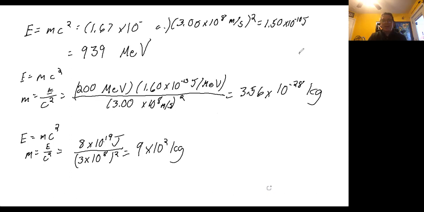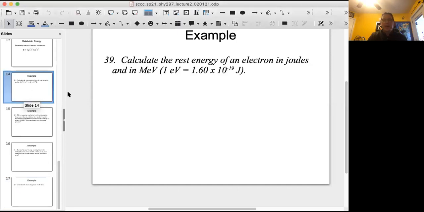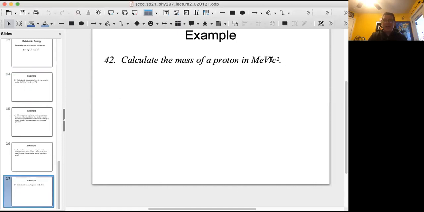And then that brings us to the last problem. It's the last thing we're going to do today. Calculate the mass of a proton in mega electron volts per c squared. Well, that's just the rest energy of the proton in mega electron volts. So sometimes you'll see the mass expressed not in kilograms, but in mega electron volts over c squared. So what exactly does that mean?